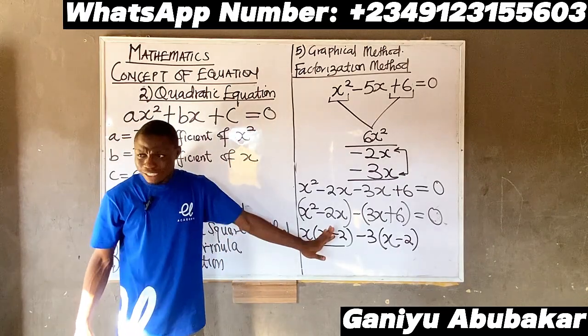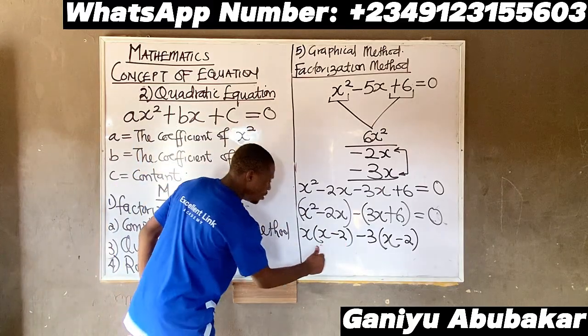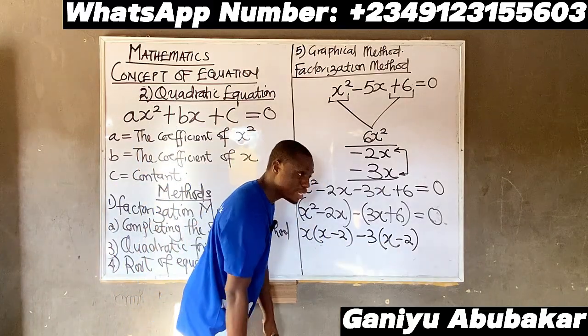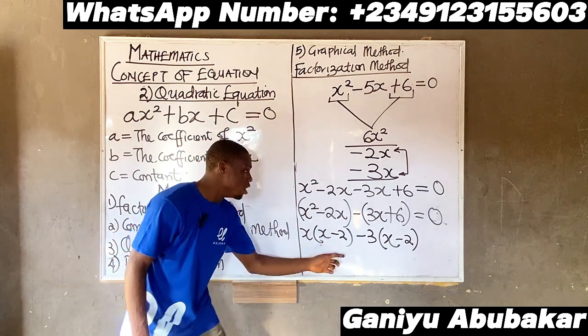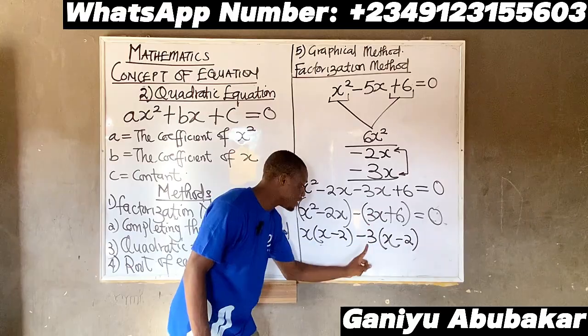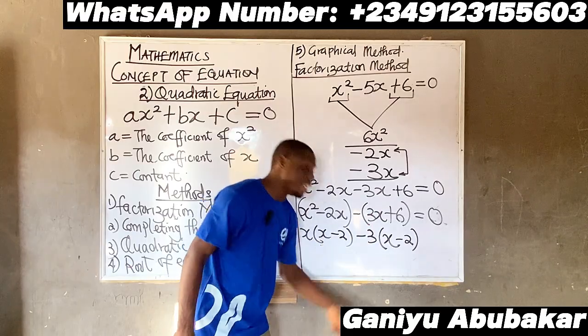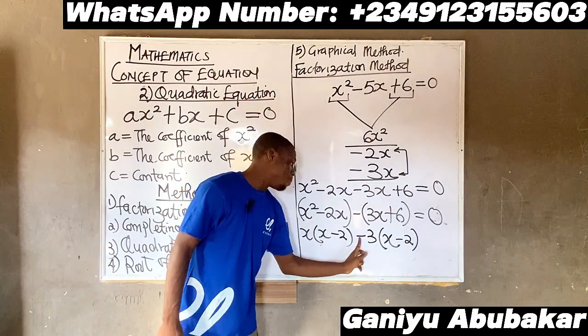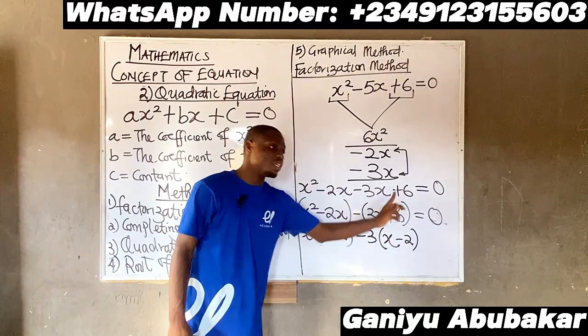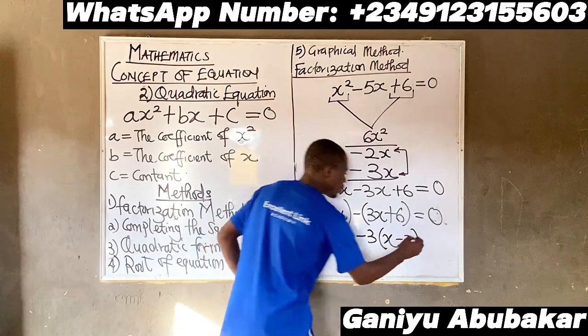Yes, that's the principle. Here and here must be the same. So, to get this, just put what's common, bring it out, and repeat what's here back here. Let's test it: minus 3 times x gives minus 3x. Minus times minus gives you plus, 3 times 2 gives you 6. That's it.